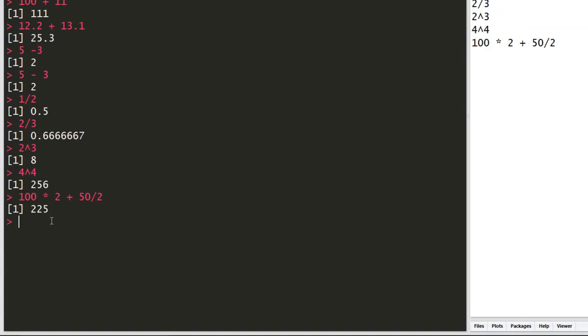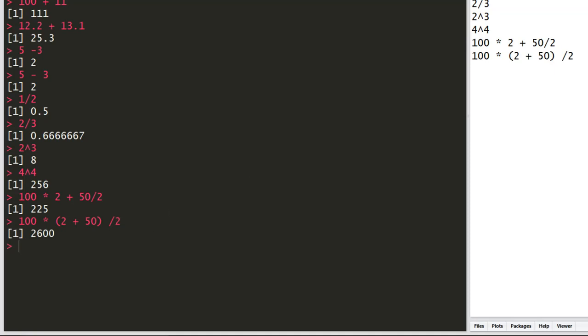If I want to actually specify particular orders of operations, I can use parentheses. So for example, I could say something like 100 times, and with parentheses, designate that I wanted to add 2 plus 50 first, and then divide by 2, etc. Okay, so everything's working probably as you would expect it to, just basic arithmetic.